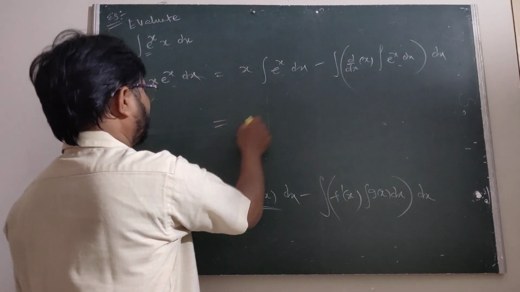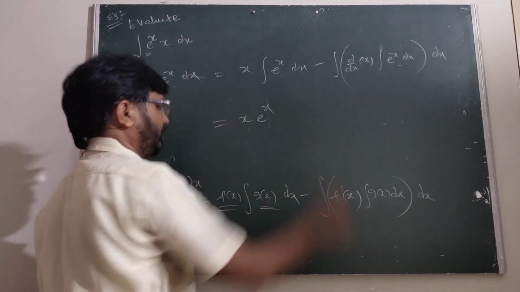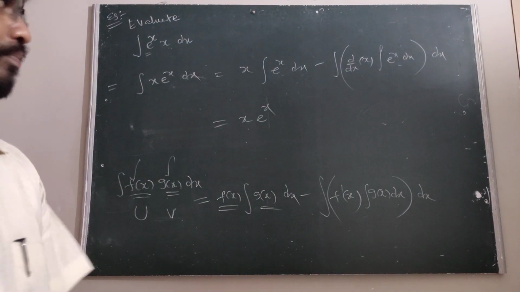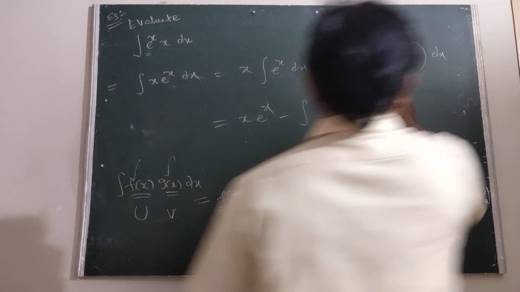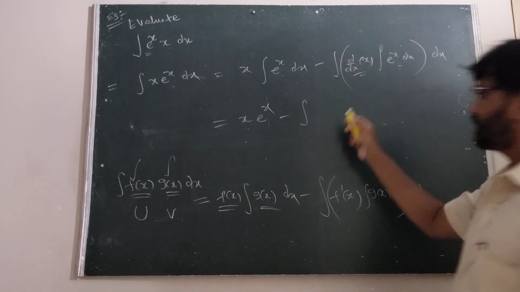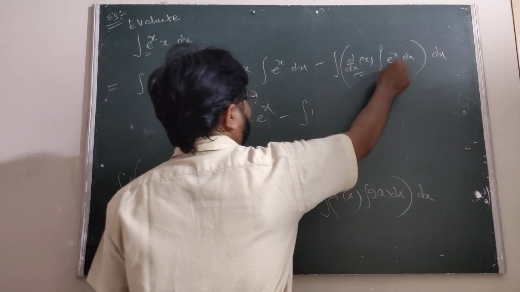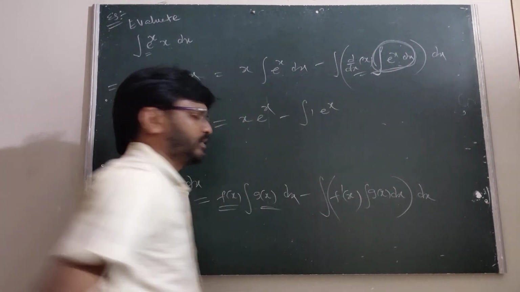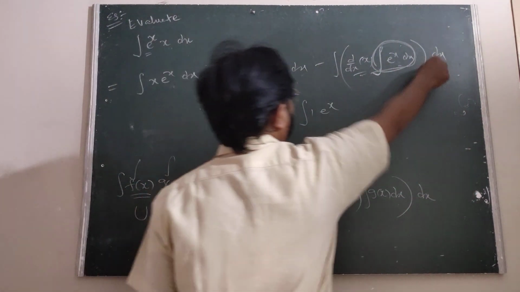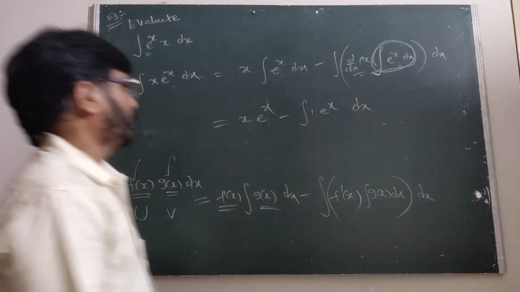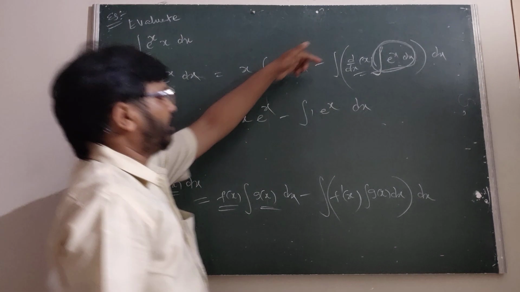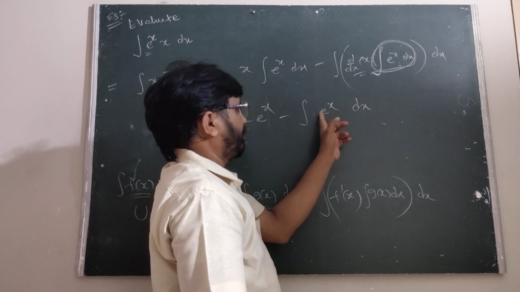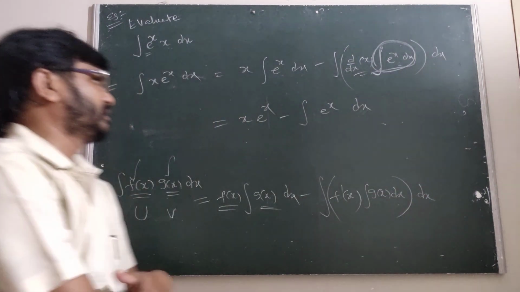Now we can write clearly, x into e power x. Is it clear? x into the integral of e power x, everybody knows that is e power x, minus the integral of the derivative of x, which is 1, into the integral of e power x dx, and the integral of e power x dx is e power x. Therefore, finally, dx. First, the integral of e power x is e power x. Now the derivative of x is 1. After that, 1 into e power x is e power x. The integral of e power x is e power x.